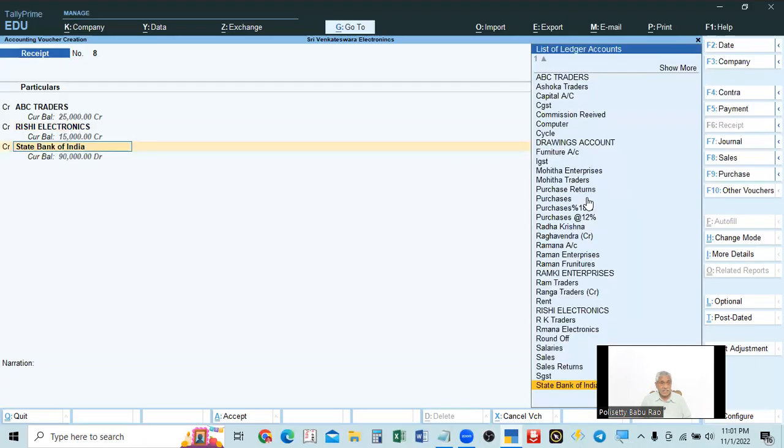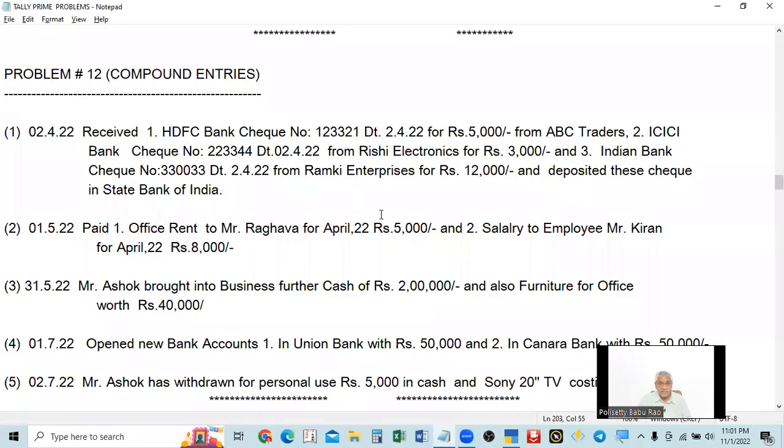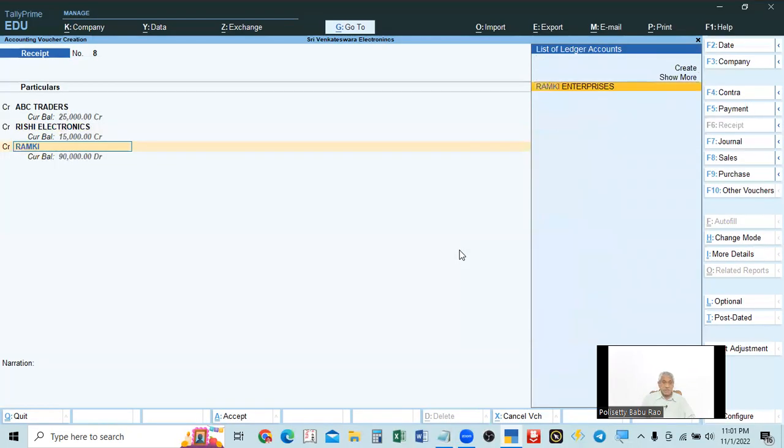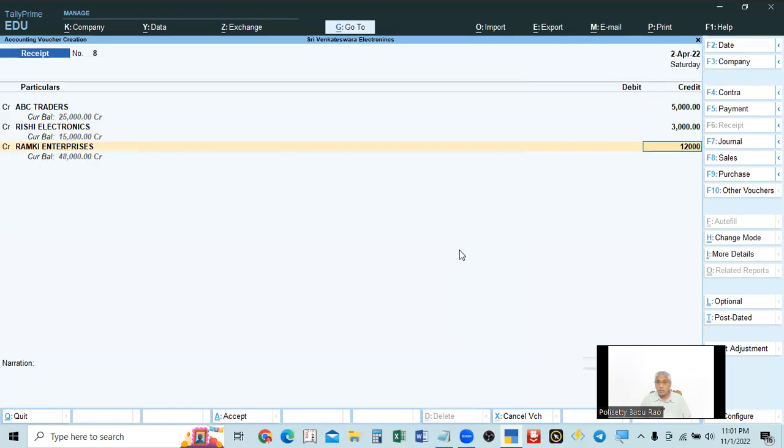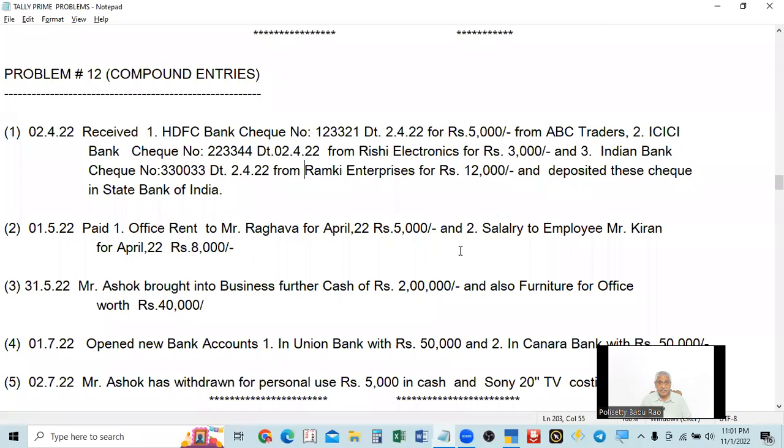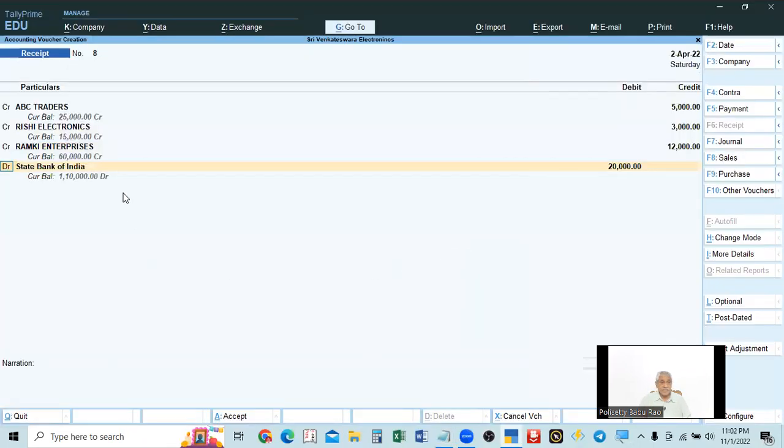And then again credit. Another one more is there. Credit. What is that? Ramki Enterprises. So we received from Ramki Enterprises also, for 12,000 rupees. All these checks are received. And all the checks are deposited in State Bank of India. If we received cash from them, all these would be credited and debit would be cash.